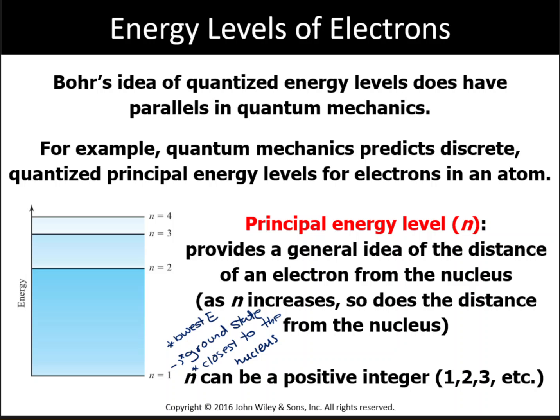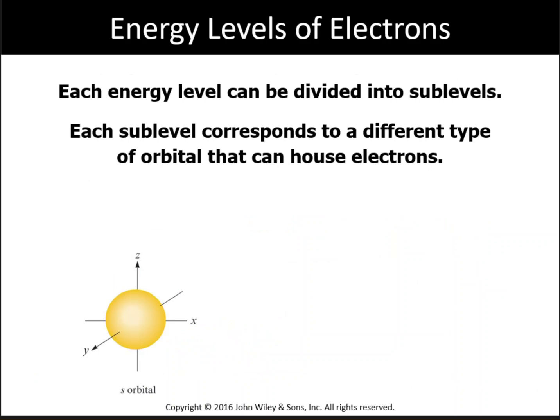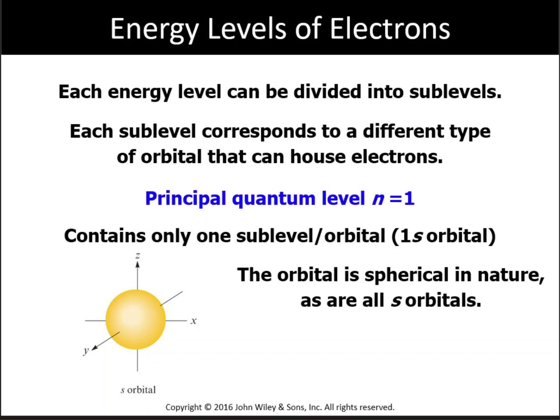Now, since our energy levels are just space now, they're not just one discrete orbit, the size of this space becomes important. So the space can be divided into sublevels. And each sublevel corresponds to a different type of orbitals that can basically house the electrons. So we want to know that in each energy level, what are the possible sublevels that we can have.